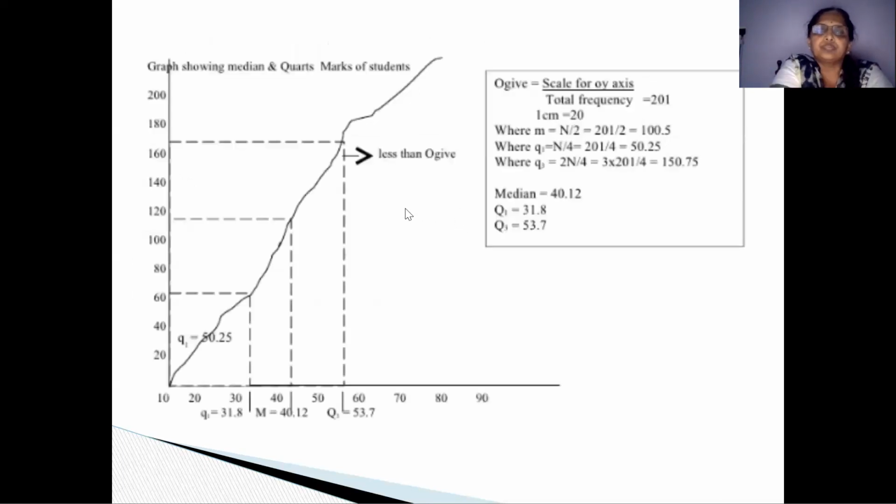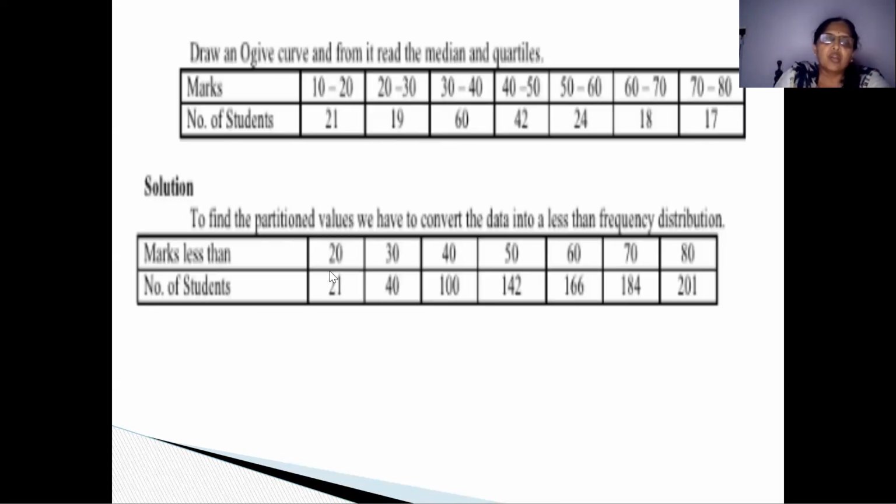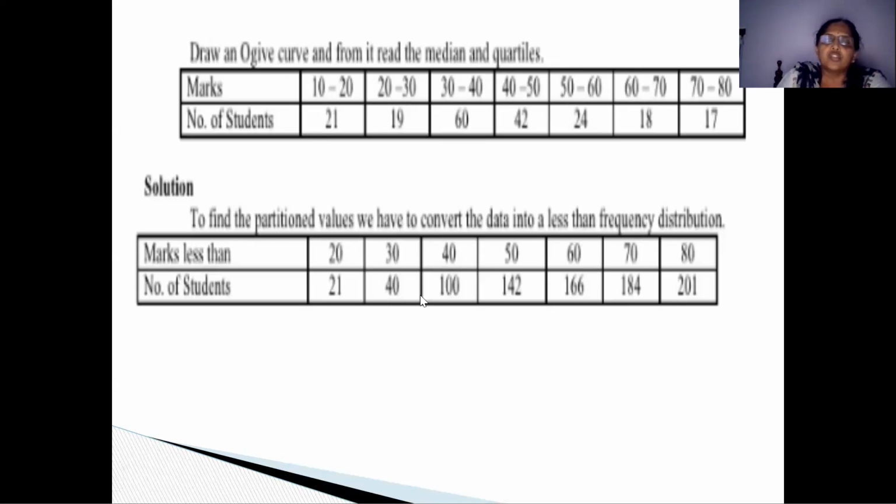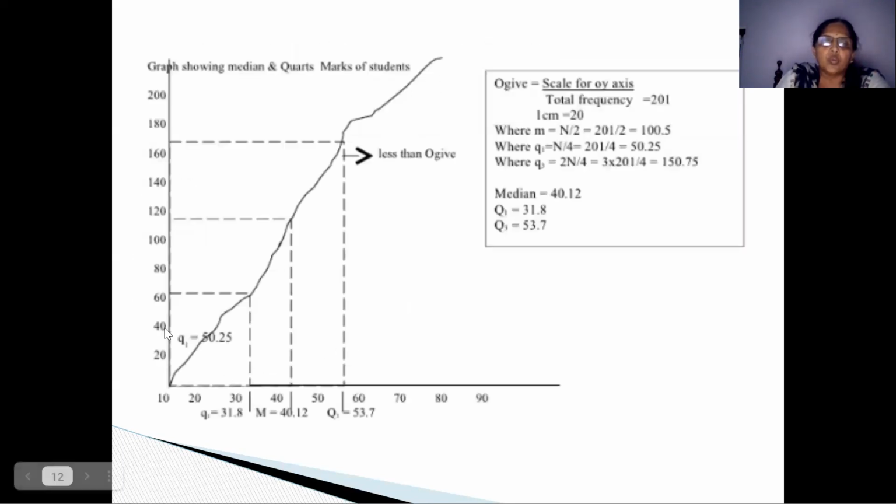Now, how can we locate them? See here. First, what is the value? Cumulative, class intervals. The first one, 10 to 20, 20 to 30, 30 to 40, 40 to 50. These are the class intervals. Then locate 21. So 21, 40, like that. So 20, 40, 60. So here 21.